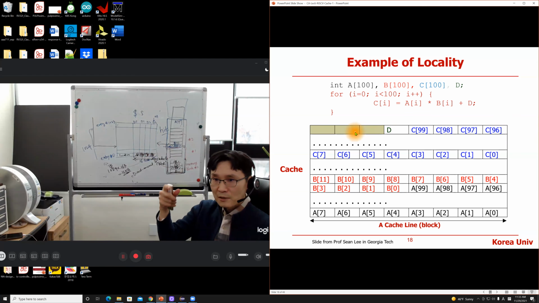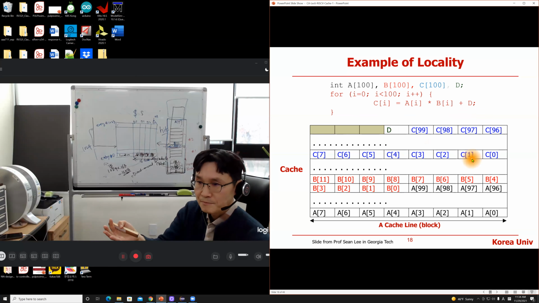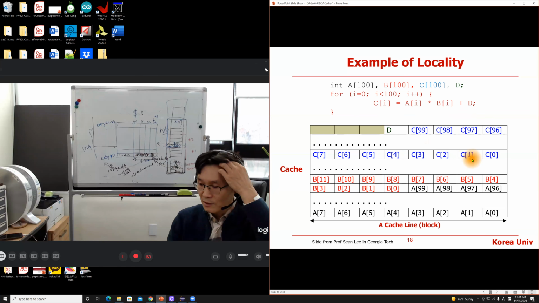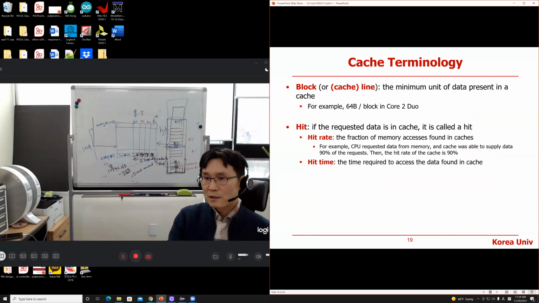So second iteration, I is 1. Then you are accessing A1, B1, D, C1, right? So look at this. A1 is already in the cache, so you have a cache hit. B1 is also in the cache, so you have a cache hit. How about D? D is a cache hit. C1 is a cache hit. So the cache is able to provide that information. So locality. Okay, now our details.